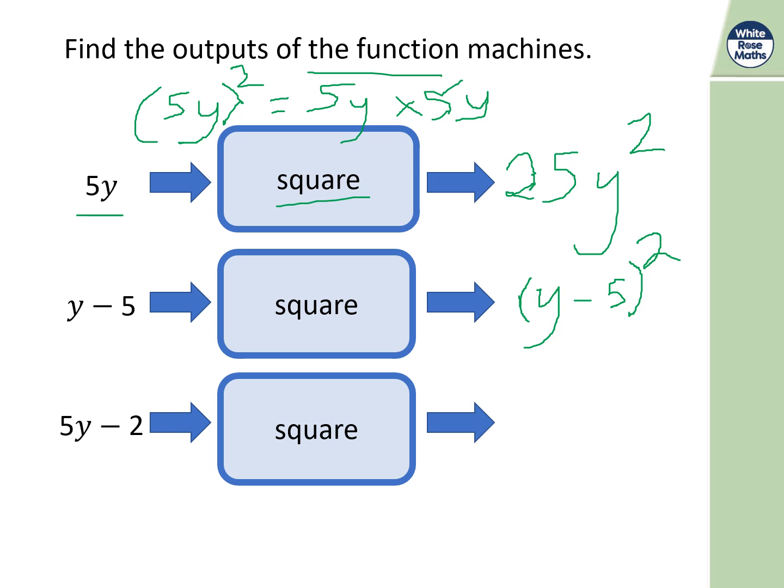This last one, 5y minus 2. Again, I'm going to square everything. So 5y minus 2 all squared.